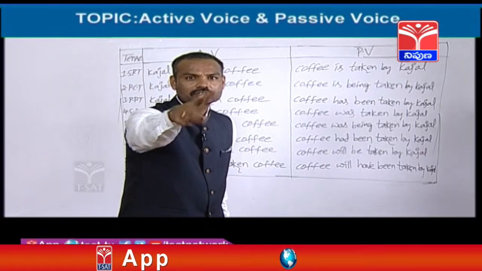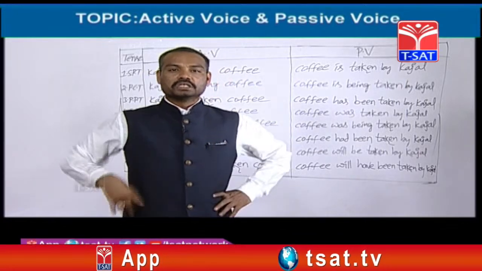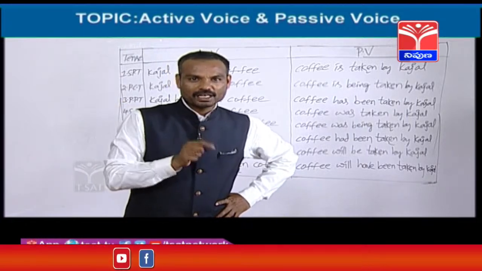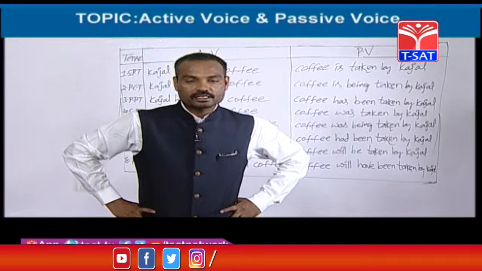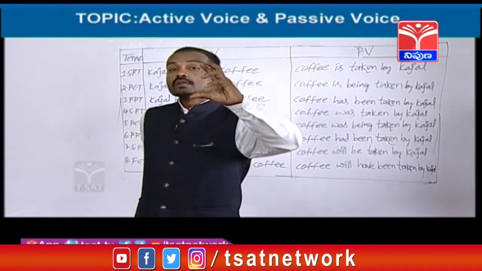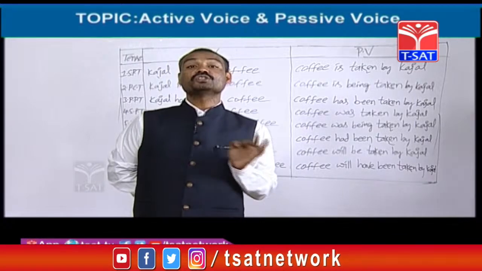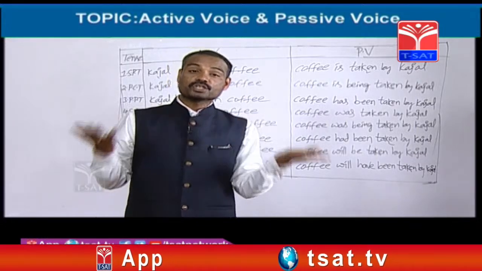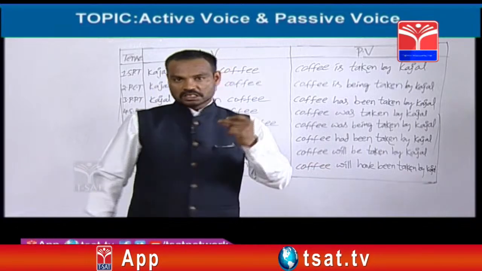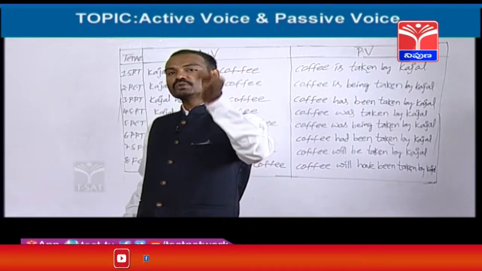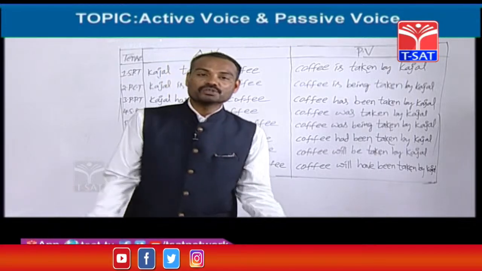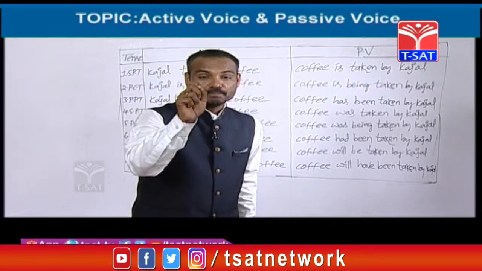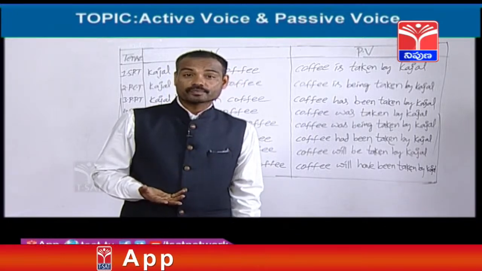Wrong answer. Sir, why is it wrong? Our answer is coffee will taken by Kajal. It is wrong. Oh sir, why is it wrong? We forgot to mention be. Be should be there. What, sir? Again extra words are coming. Sometimes you tell us we should use being, sometimes you tell us we should use been, and again now you are going to eat our brain by telling be. When should we use be, sir?